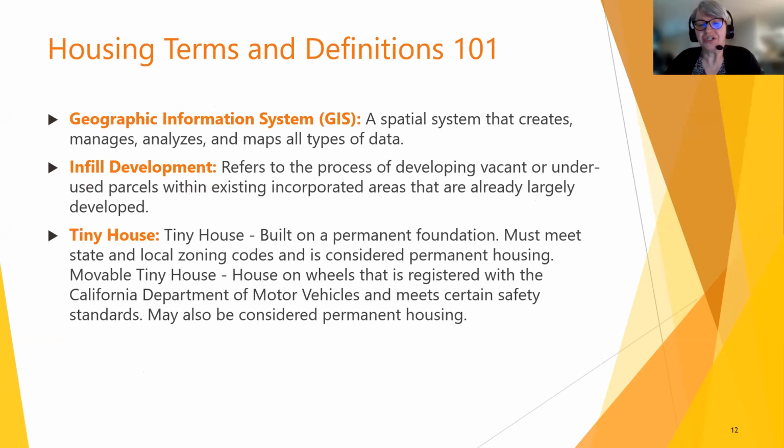Geographic Information System, or GIS. This is a spatial system that creates, manages, analyzes, and maps all types of data. Infill development refers to the process of developing vacant or underused parcels within existing incorporated areas that are already largely developed. And then tiny house. As you can see here, there are two types of tiny houses according to Humboldt County Code. One is one built on a permanent foundation. It must meet state and local zoning codes, and it's considered to be permanent housing. A movable tiny house is a house on wheels that is registered with the California Department of Motor Vehicles and meets certain safety standards. It can also be considered permanent housing.